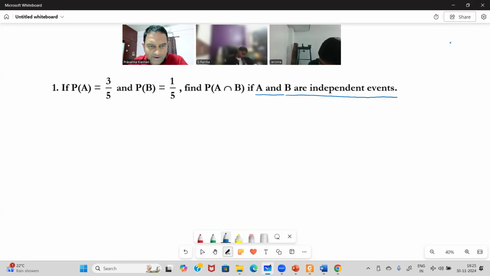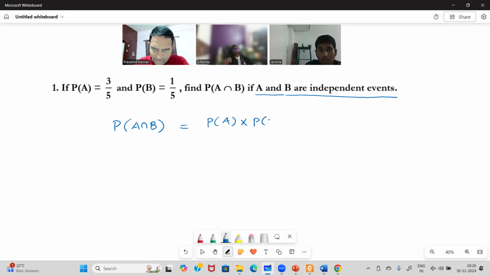So A and B are independent events. P of A is given, P of B is given. You need to find P of A intersection B. So what is P of A intersection B given by if A and B are independent? P of B into P of A, sir. Yeah, or P of A into P of B, right?